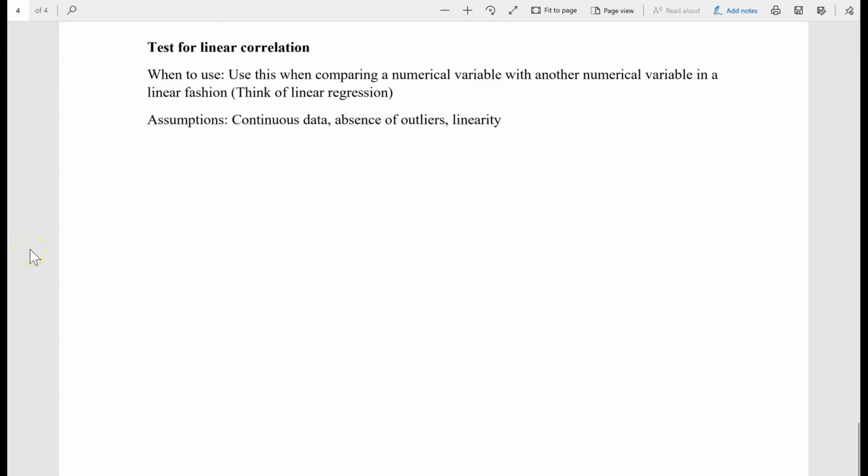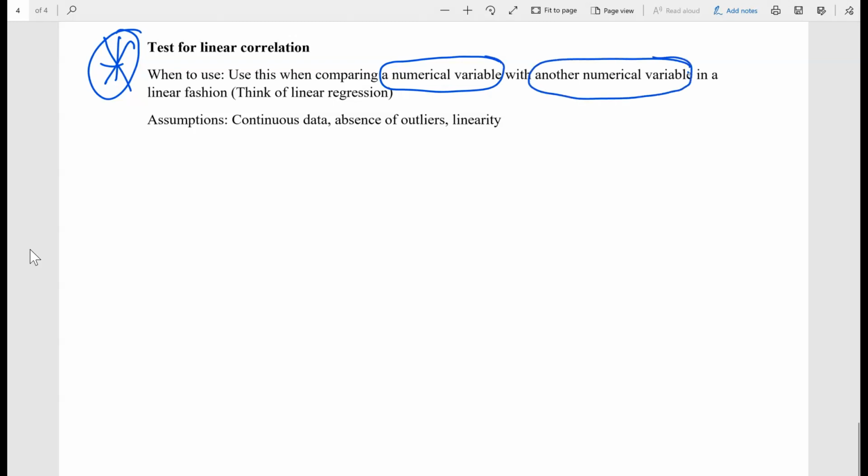Here is our final test. So, the test for linear correlation. I don't know if many of you are going to be using this, but I'm going to put it here anyway. If you have a numerical variable and you're comparing it with another numerical variable, then you want to be able to think about linear correlation.